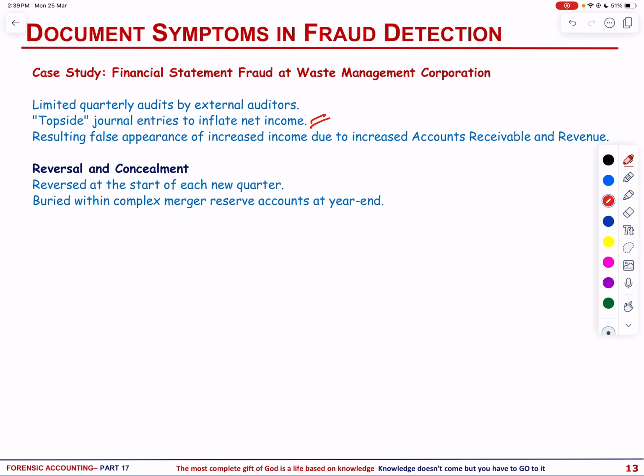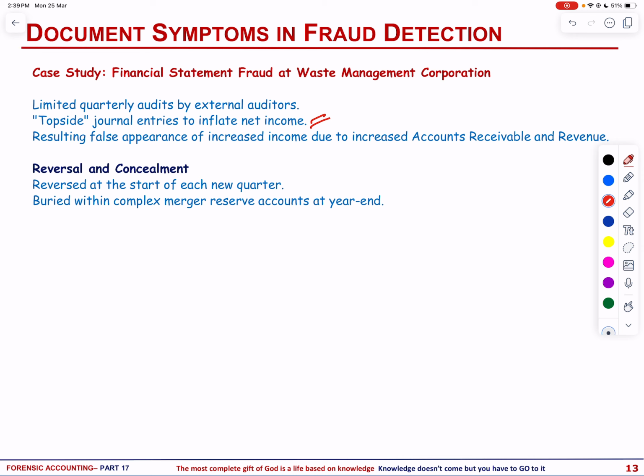Top-side journal entries are last-minute adjustments made to financial figures at the end of a reporting period without proper documentation. They are used to manipulate financial statements, like boosting revenues or assets, to give a false impression of a company's financial status. These entries impact crucial figures such as revenue and net income, but are often made without any backup or real transactions. This lack of support can signal fraud or financial mismanagement.